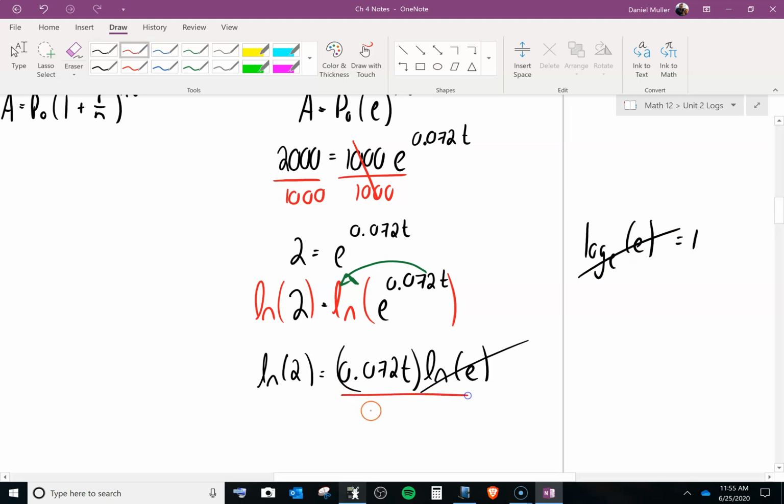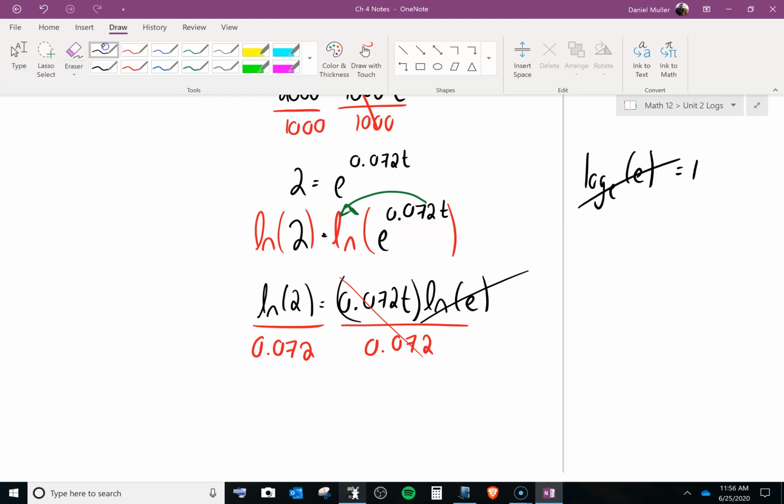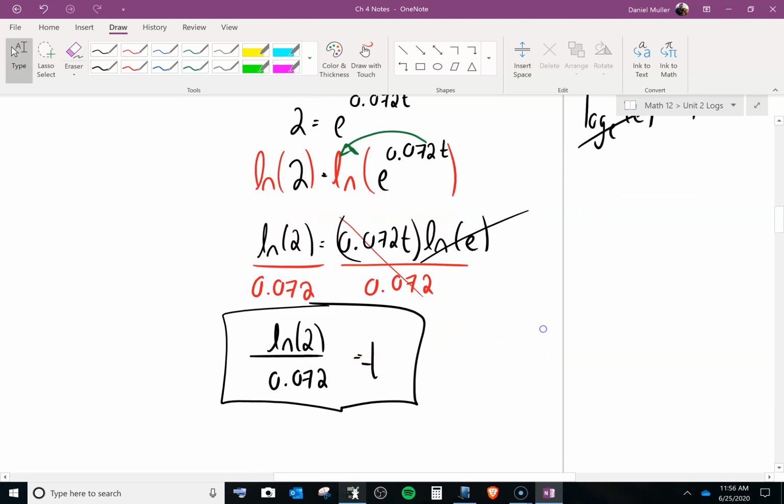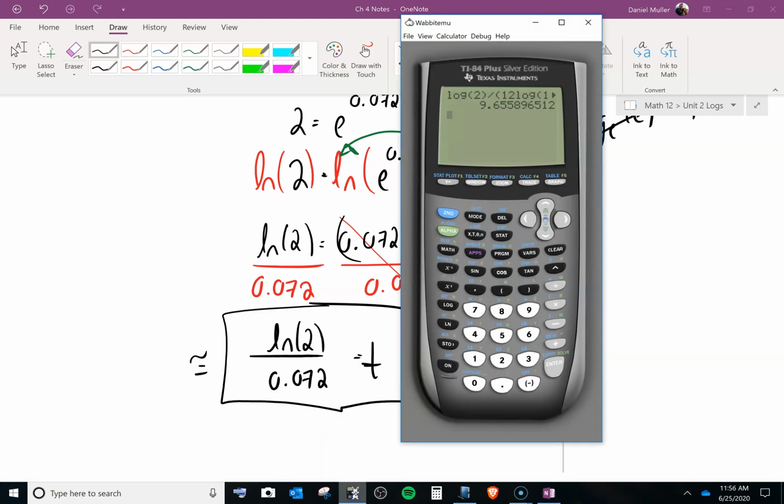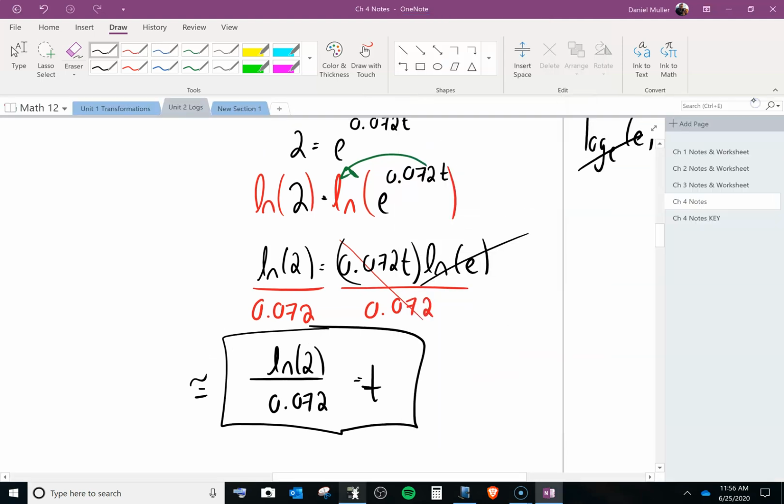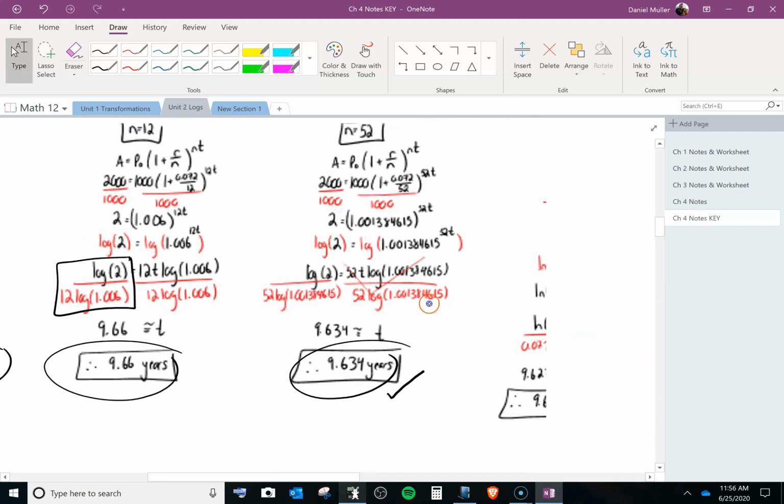So what we need to do is divide by 0.072, so that is gone. And so I get t is equal to ln of 2 over 0.072. None of this needs a calculator. This stuff is a little bit easier. However, I still have absolutely no idea what this is realistically. So you can put it on your calculator. You can go ln of 2 divided by 0.072. 9.62, which I think I wrote already in my answer key here.